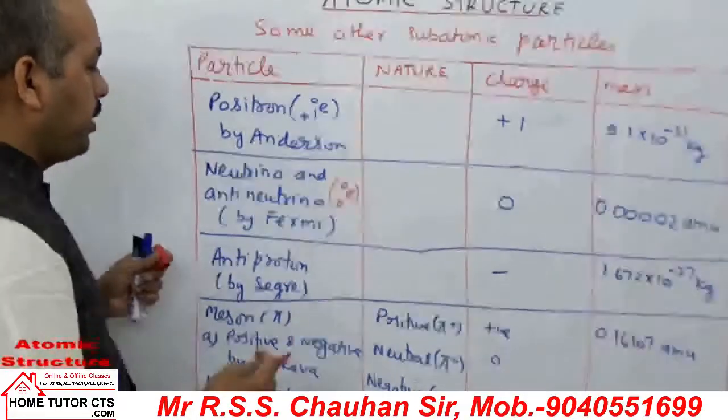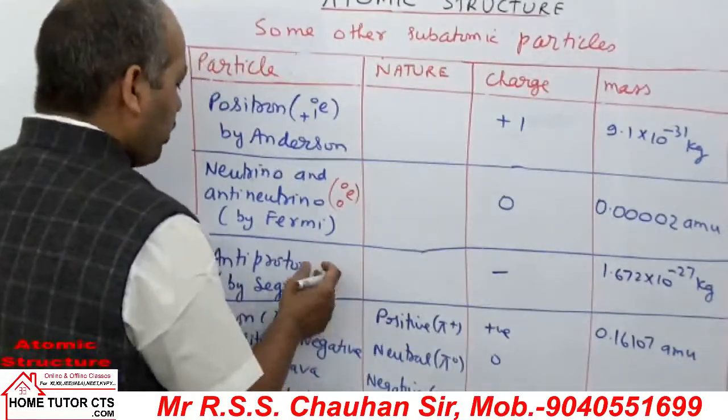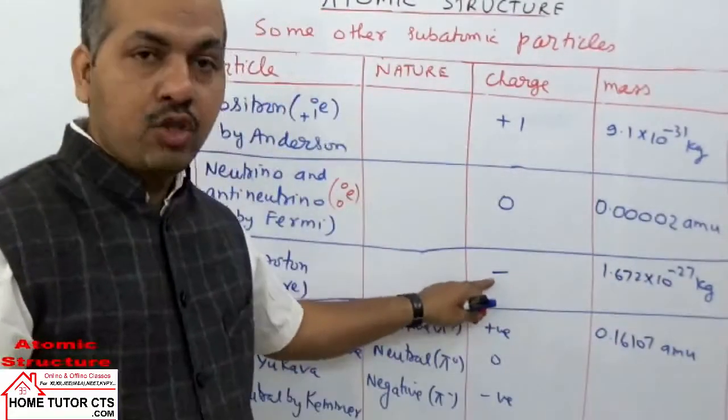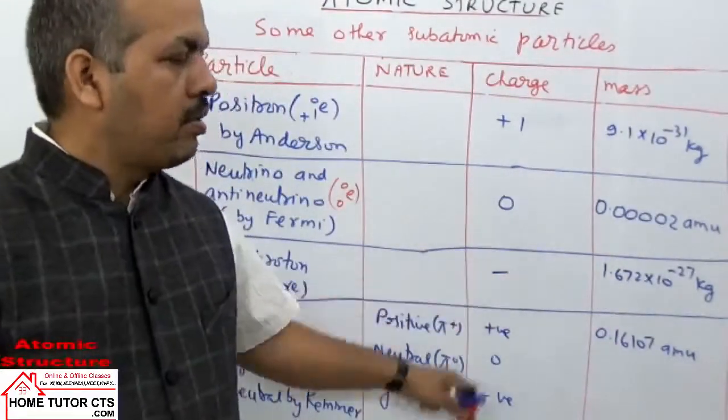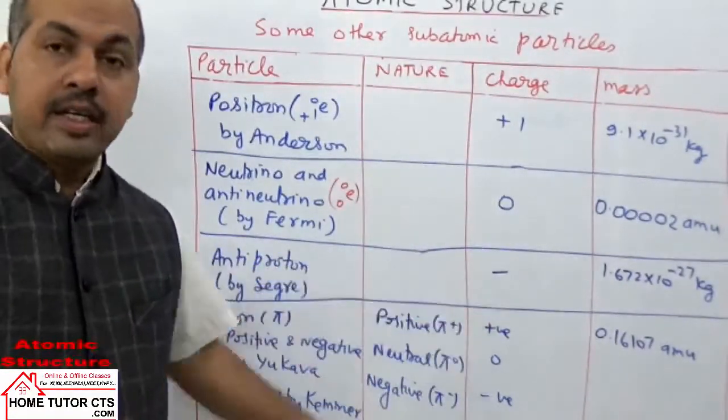This symbol can be taken for this, just like you can take proton, we write here it is anti-proton. Mass is same as that of proton, only what happens, charge is -1 unit wise, otherwise charge is same as that of proton, but sign becomes negative.